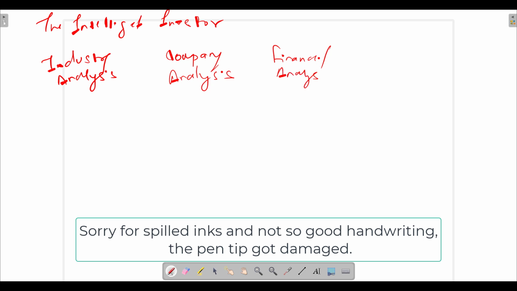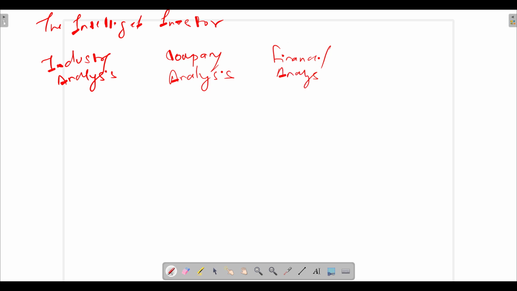Financial analysis means the analysis of the company's balance sheet, profit and loss account, cash flow statement, and those aspects, BOD or director's report and all. And the fourth important thing is management analysis, the analysis of the management itself, the board itself. So we'll briefly discuss what each of these categories include.